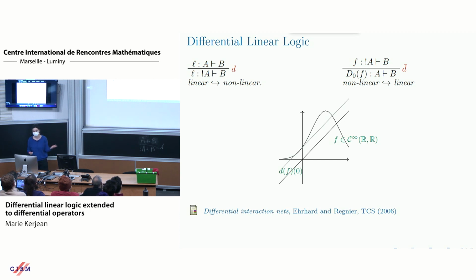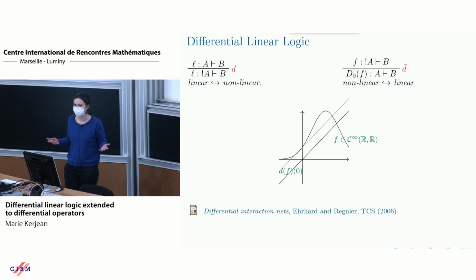Okay, so dereliction is about what? What does dereliction do? Dereliction forgets about the linearity of a map. It transforms a linear map into a nonlinear one, and transforming is merely forgetting about the property that you have about your function. So the interpretation is the same, the type is not.